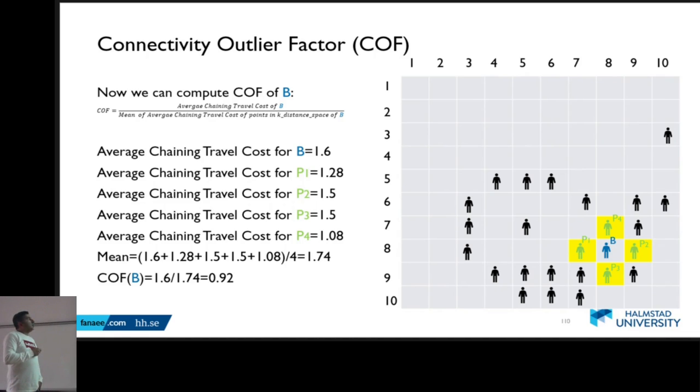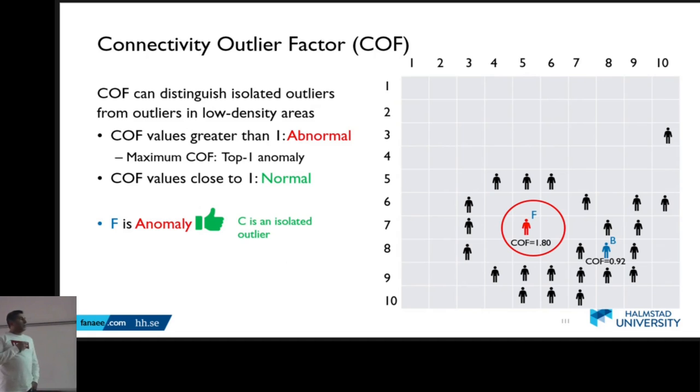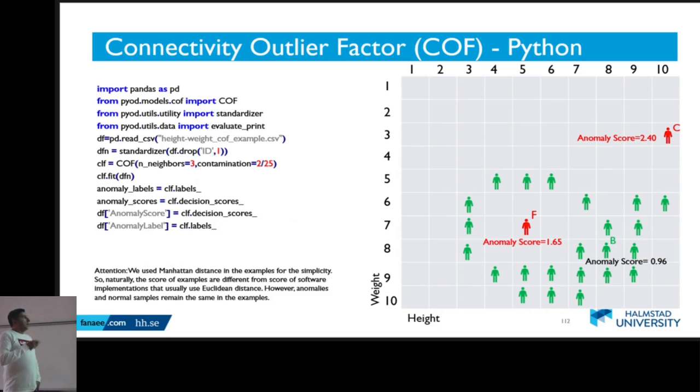Now we can compute the COF of B. It's the average chaining travel cost for B, 1.6, divided by the mean of these values for its points in the kn distance space, which is 0.92. Now compare these 2 points. This guy now got a higher COF score than this guy. LOF could not distinguish between these 2 points. So F is a real anomaly and COF could detect it. You can do this same thing with Python code.